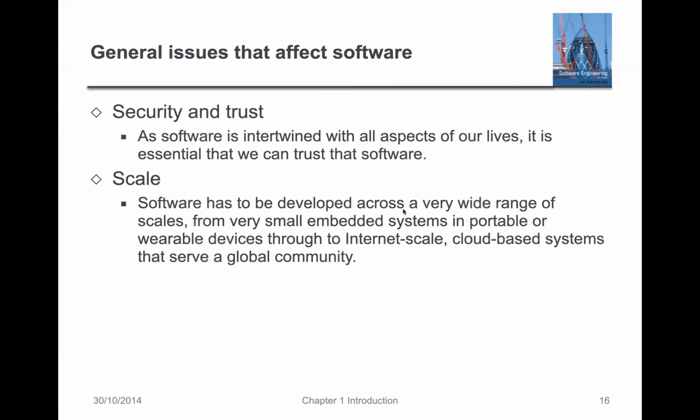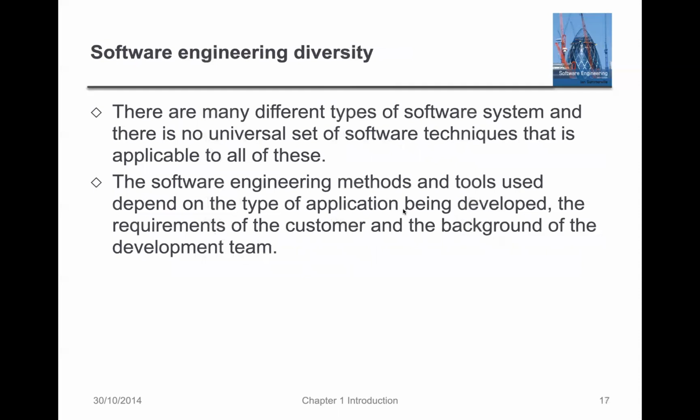Then security and trust, I've explained this. The scalability, I've explained that. These are all issues. Then there is diversity. There are many types of software system, and there is no universal set of techniques that is applicable to all of these. As you will see, sometimes it's just by choice of the engineering team, we like doing processes like this, or maybe you will get a customer that does not want that. Maybe before, they were doing manual processes, but then they automate the processes using some specific techniques.